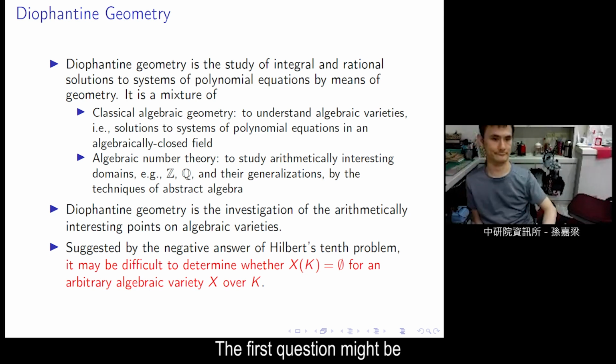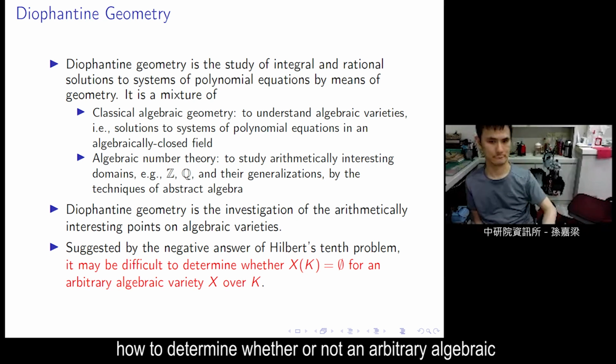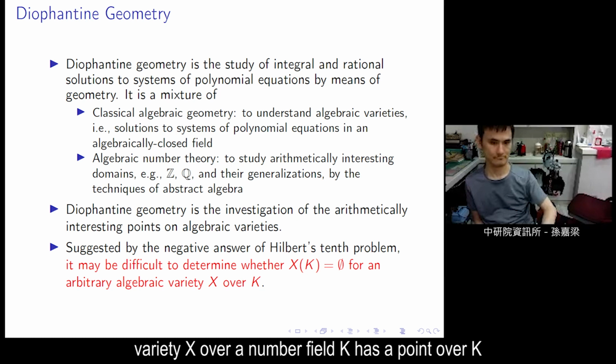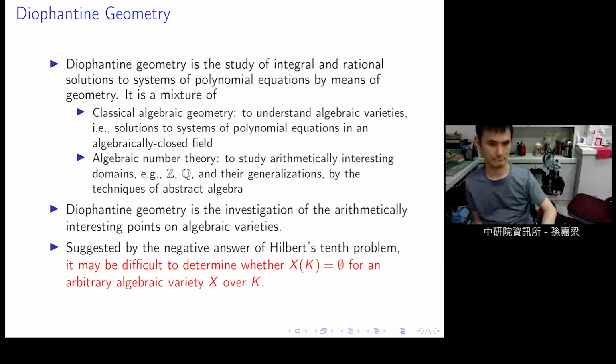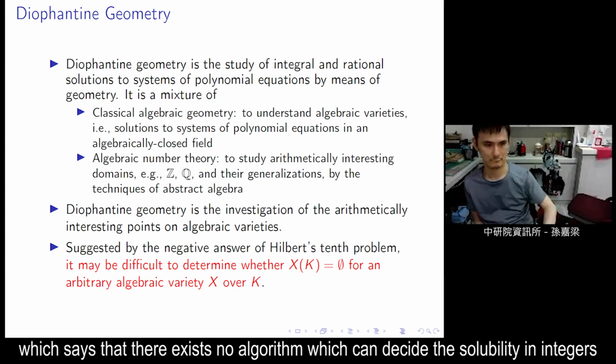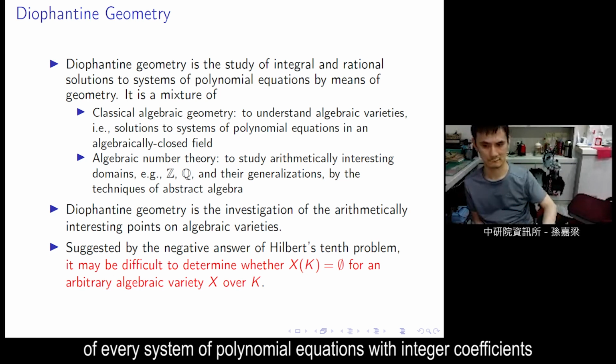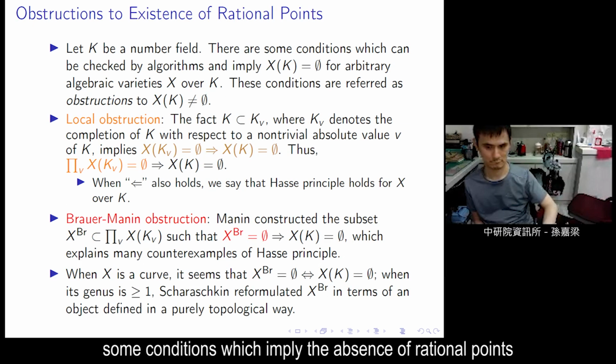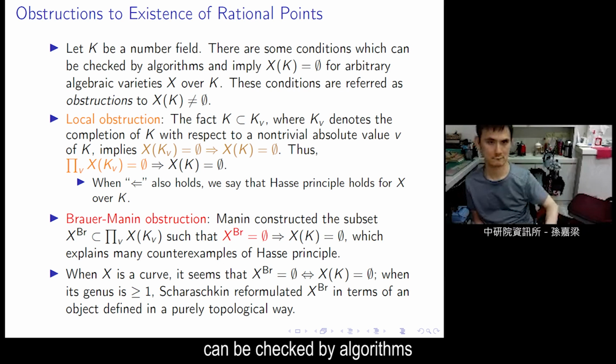The first question might be, are there really such points? For example, how to determine whether or not an arbitrary algebraic variety X over a number field K has a point over K? This task may be difficult, as indicated by the negative answer to Hilbert's 10th problem, which says that there exists no algorithm which can decide the solubility in integers of every system of polynomial equations with integer coefficients. However, some conditions which imply the absence of rational points can be checked by algorithms.